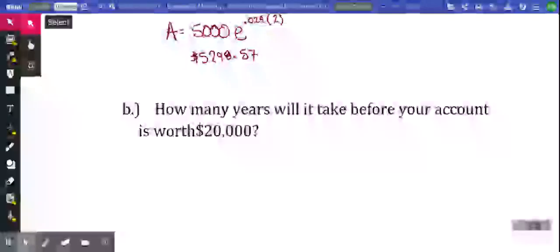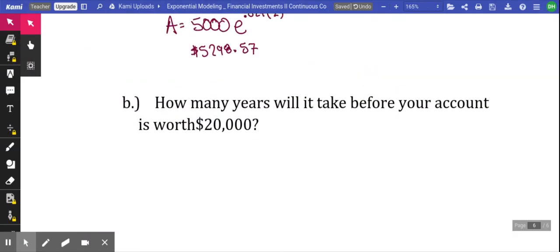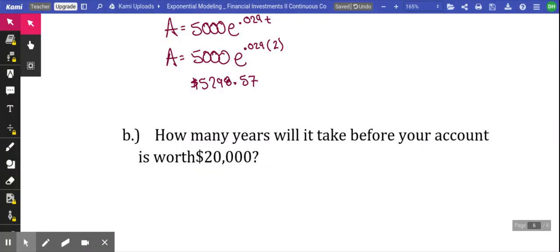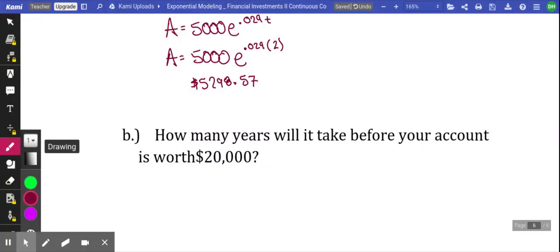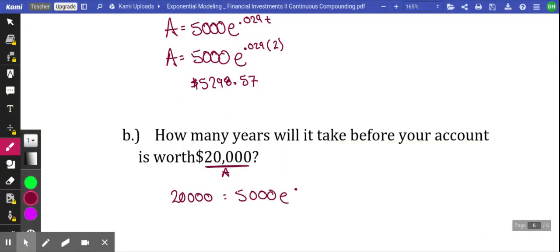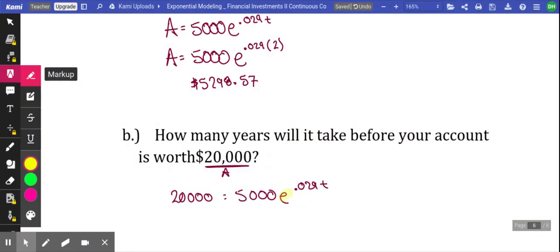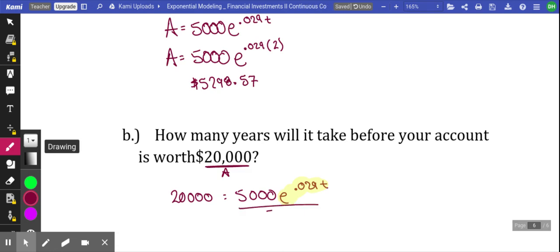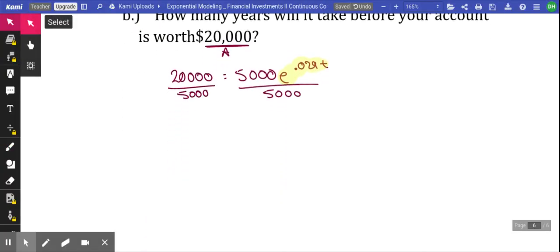We didn't lose money. How many years will it take before your account is worth $20,000? So I'm going to substitute that 20,000 for A. And we could say 20,000 equals 5,000 e to the 0.029 t. We're going to try to solve for t. So again, highlight your exponential expression right here. We're going to try to isolate that by dividing both sides by 5,000. We're using a lot of the same terminology over and over again, and hopefully you're getting more and more comfortable with it as we go.